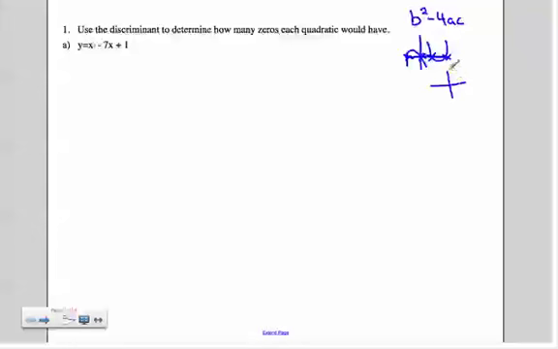I could have 1 zero, or I could have no zeros. And sometimes we just want to know how many there are. So you could do the whole formula, find them and say, hey, look, I found 2, therefore there are 2, or I found 1, so there's only 1.